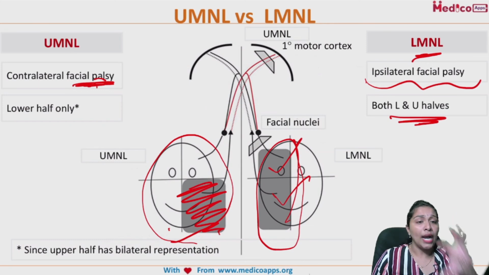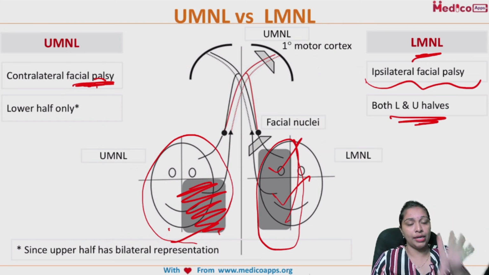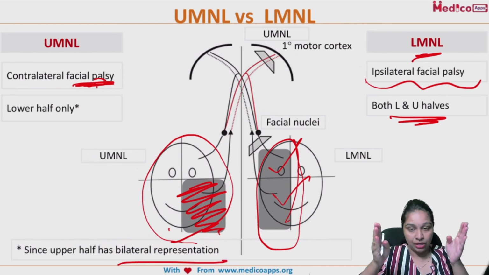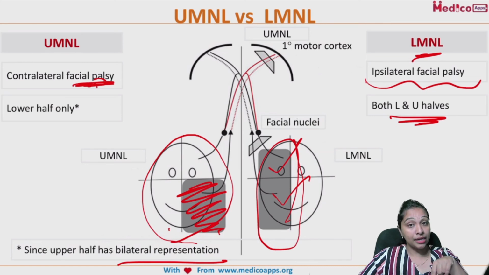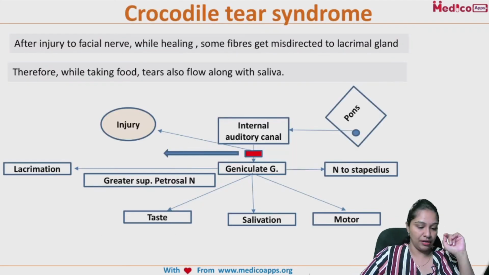Okay. Now, why is the upper half not involved in UMN palsy? Because the upper half has bilateral representation. So it is supplied from both the sides. That is why the upper half is unaffected. But in lower motor neuron lesion, both the upper half and the lower half of the face are involved.